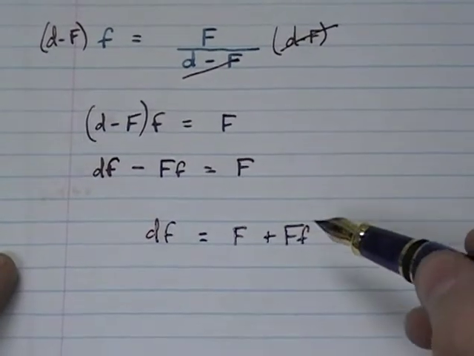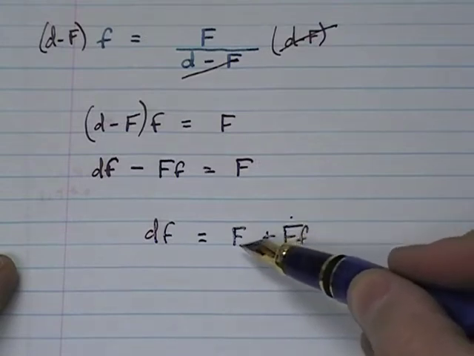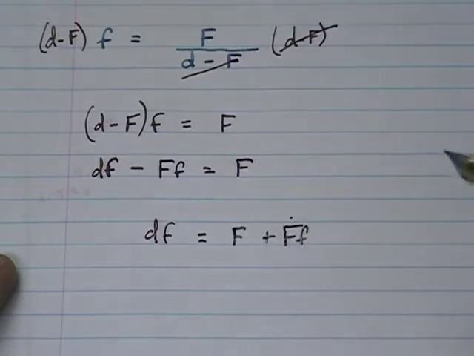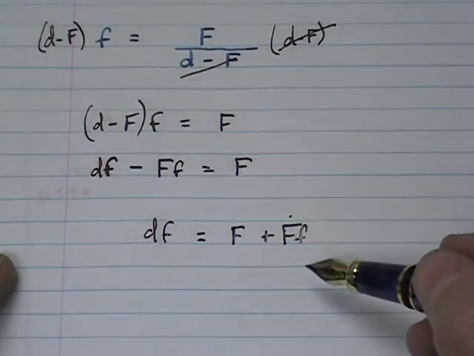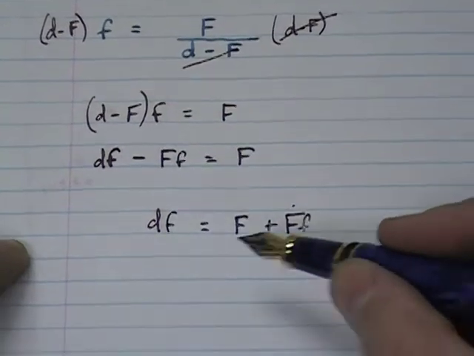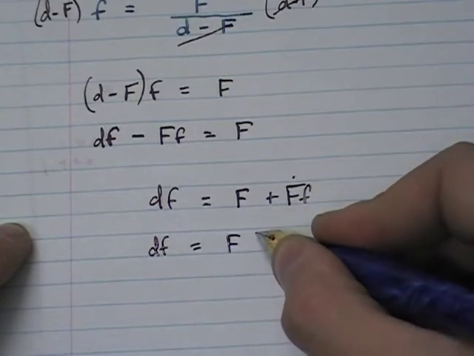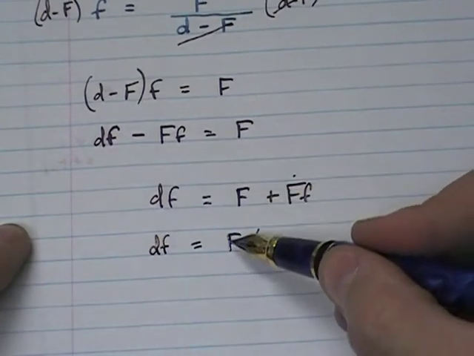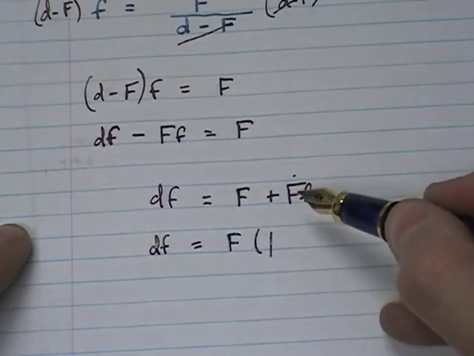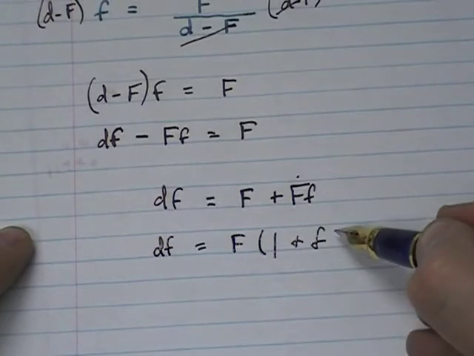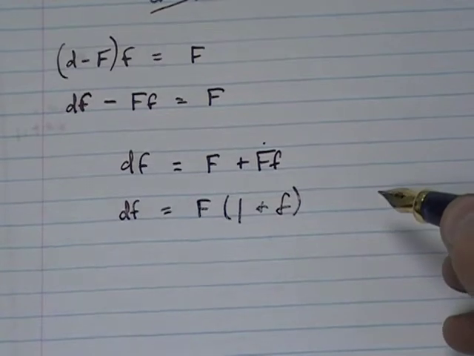Now, I have big F, I have big F, and they're added. This big F, this capital F, is a common factor. It's the greatest common factor for this binomial here. So I can factor that out. So you get DF equals F times. Now, F divided by F is 1, and Ff divided by capital F is lowercase f. So I get DF equals F times 1 plus f.